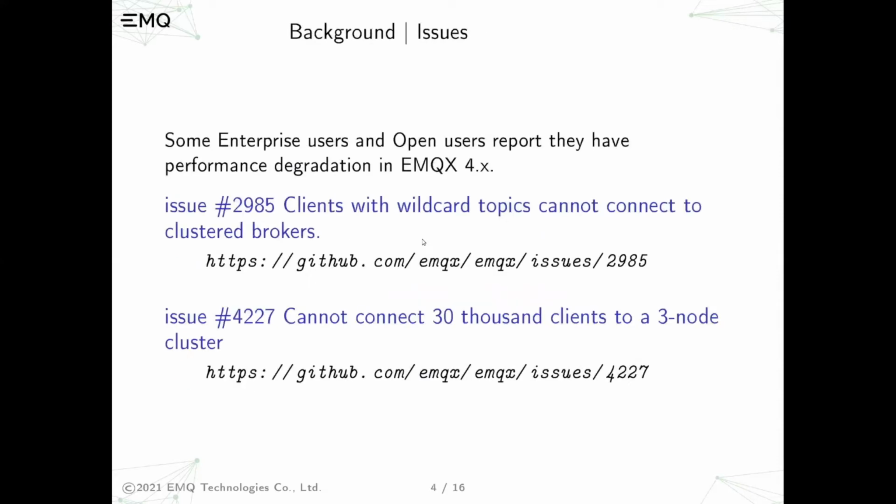So, background. We have some enterprise users and open source users. Open source users report they have some performance degradation in EMQX 4.x. And I listed 2 issues here. Both claim that a number of clients cannot subscribe with EMQX, which runs in cluster mode.